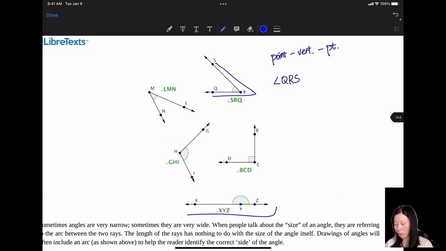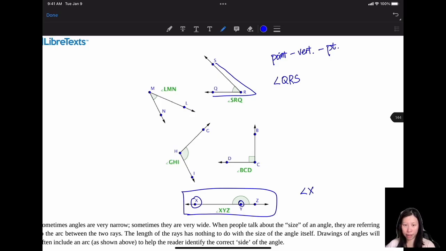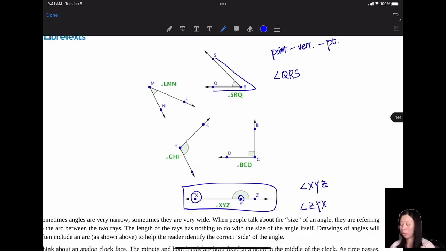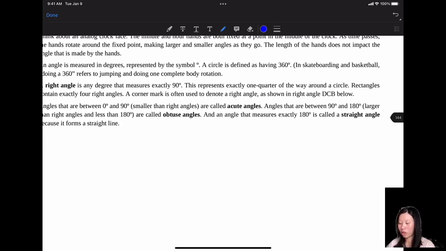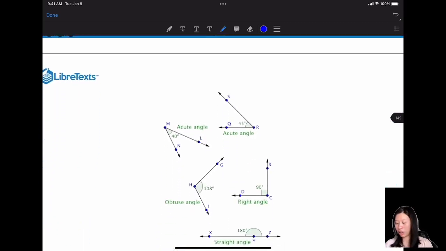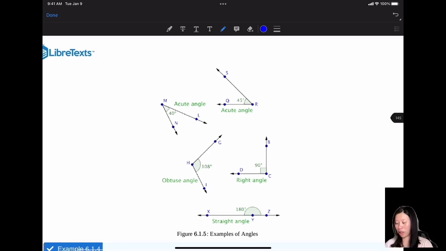I'm going to give another example, such as this one, also an angle, but it's just an angle with 180 degrees. So this angle is angle with endpoint X, common endpoint Y, and Z, or you can do it Z, Y, X, either way. Point, vertex, point.